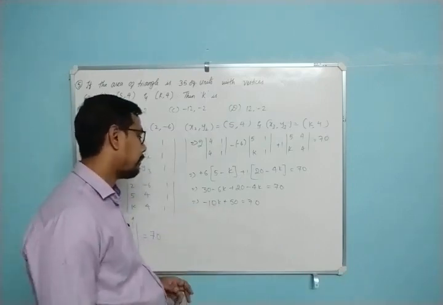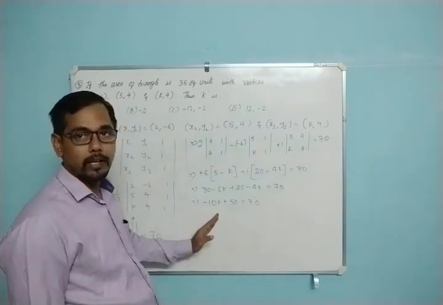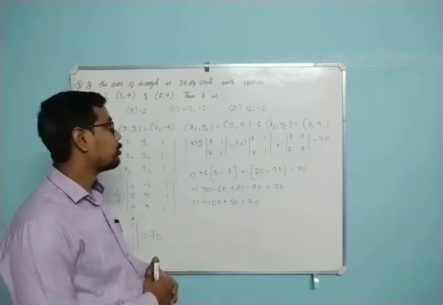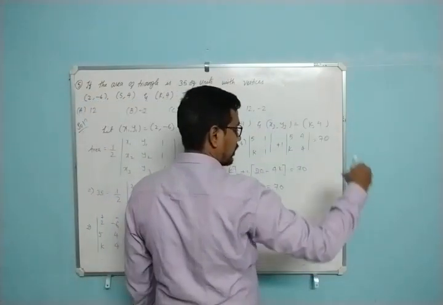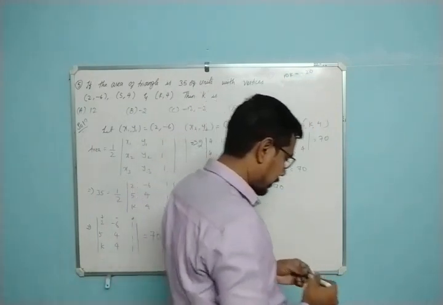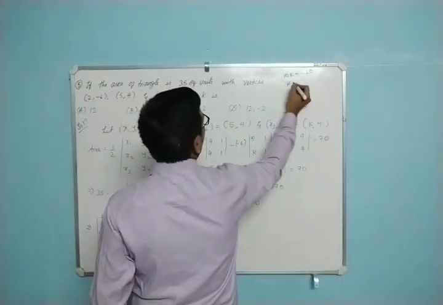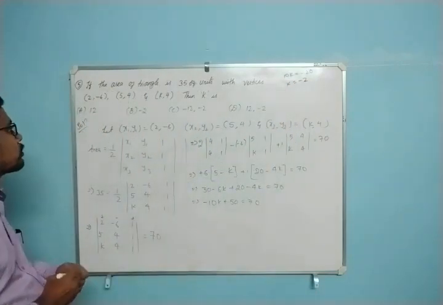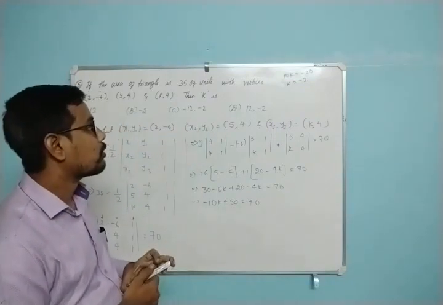So what will be my minus 10k? Shifting minus 10k to the other side and 70 to this side, it will be 10k is equal to minus 20. When 10k is equal to minus 20, what will be the value of k? k will be equal to minus 2. Minus 2 we have in option B, option C and option D. But this is not the only case.